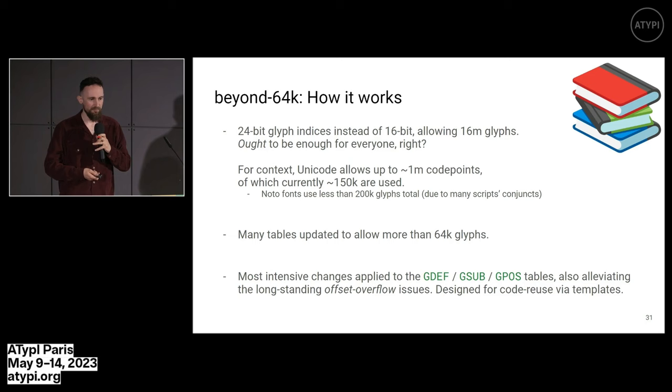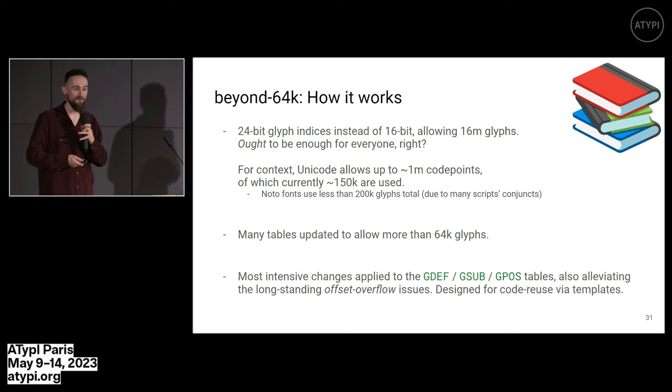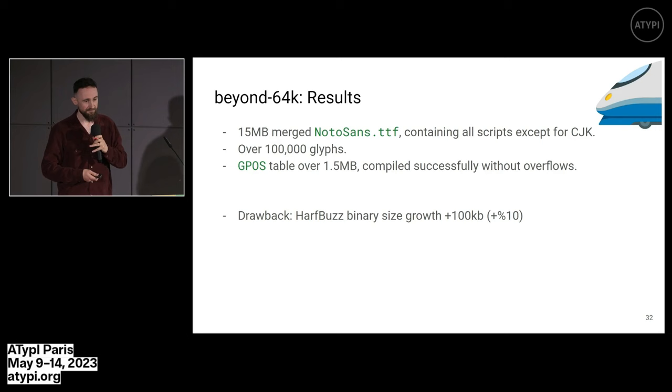This is a very intensive change, maybe the least boring from some point of view, and it goes deep into the rest of the file format. But there are some interesting things in prototyping that have been discovered around alleviating the long-standing offset overflow issues that some of you may be familiar with. And the result of our prototyping is that Noto Sans can be made. It's 15 megabytes, not so big these days when you have movie files and lots of other large files around.